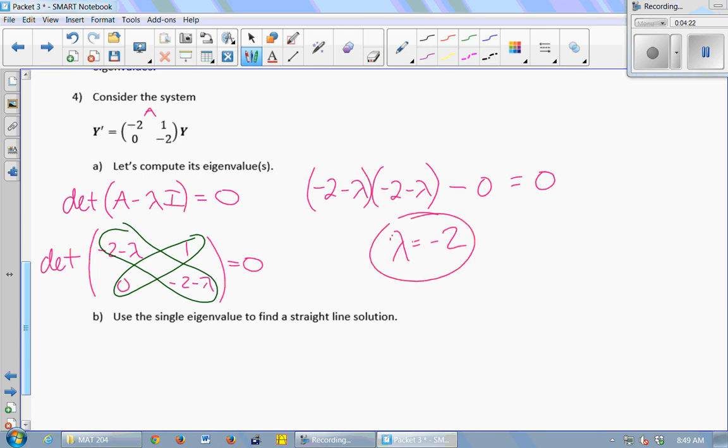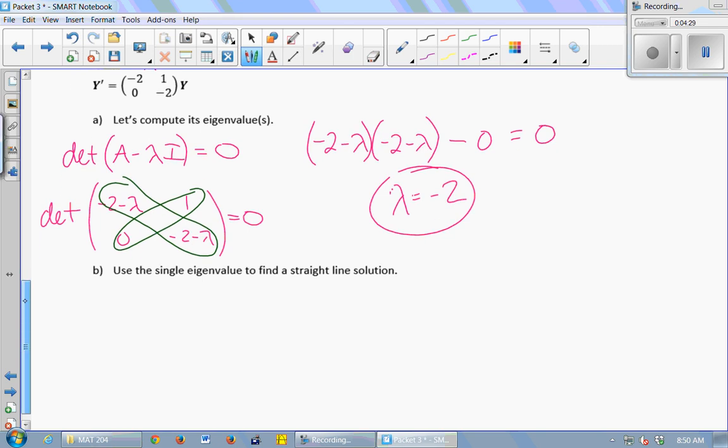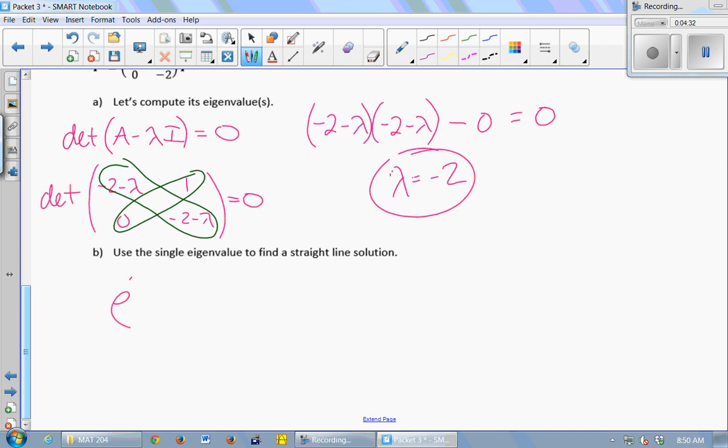So I do have one real eigenvalue, which means I can come up with a straight line solution. Remember, straight line solutions look like e to the lambda t times v. Lambda is your eigenvalue, and I need the eigenvector associated with that. That's my v. So I've got to come up with a v. And to find v, you solve the equation A v equals lambda v.